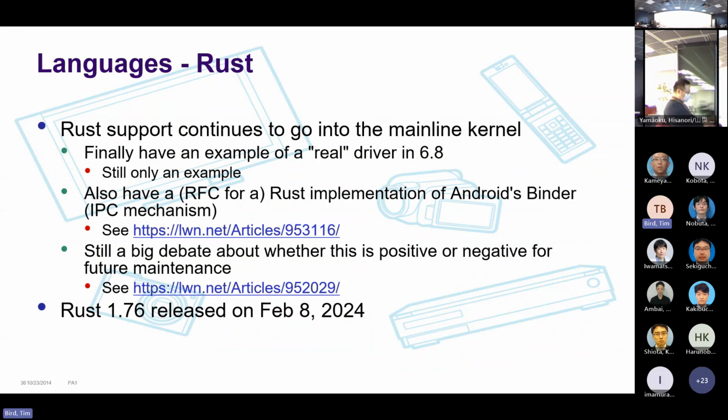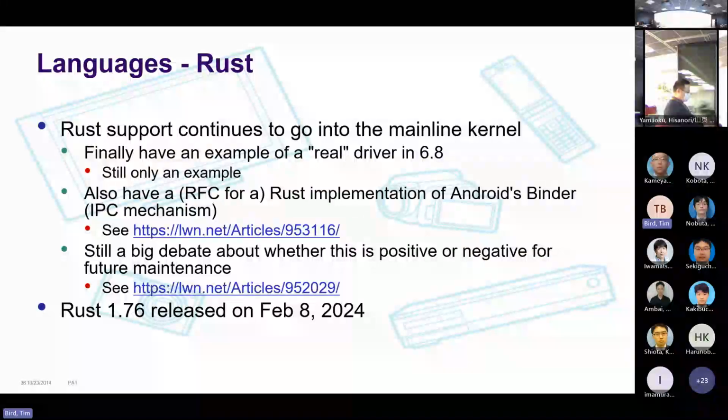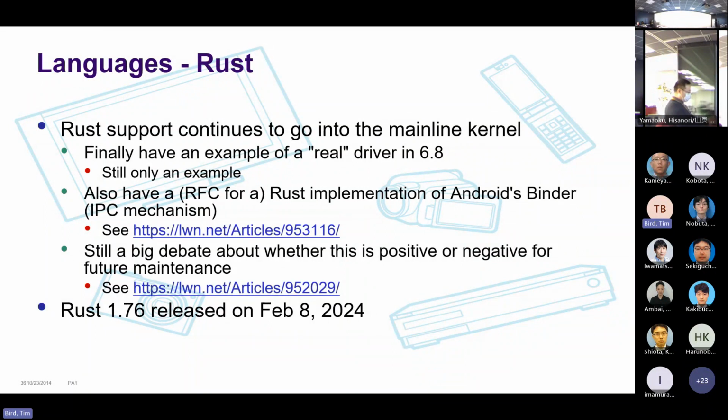it turns out that binder as an IPC mechanism was originally written in C and had a lot of vulnerabilities, kind of the normal types of vulnerabilities you see in C code, use after free or things like that. And Rust solves a lot of those. In fact, the person who did this implementation said that 50% of the vulnerabilities that had been reported on the C version were simply not possible because of how Rust dealt with memory and things.